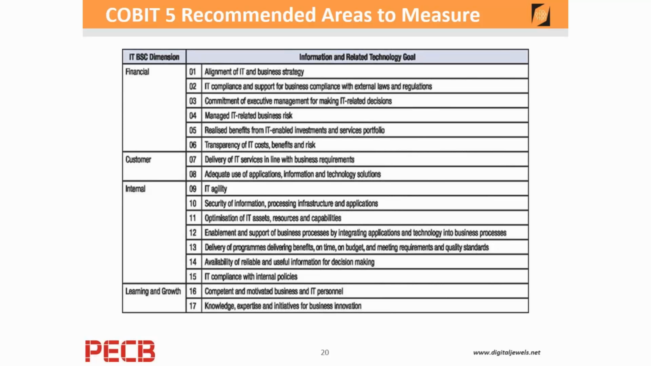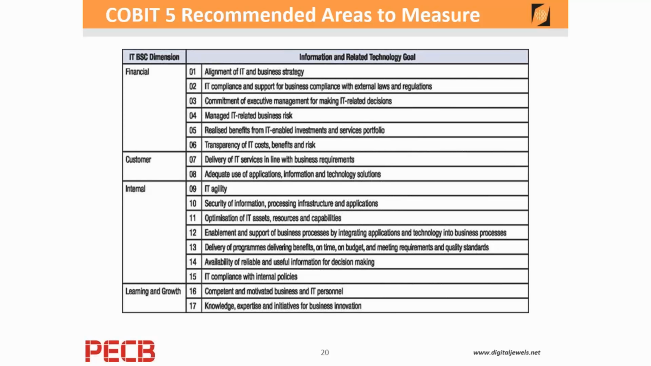What COBIT has done, the 5th iteration of COBIT, is to be able to itemize 17 of the IT-related goals and align them with that balanced scorecard dimension. This ensures that we are able to cover the business end to end. So you have to ask yourself, when you are performing those measurements, when you are ascertaining the performance of IT, are you covering these 4 dimensions?